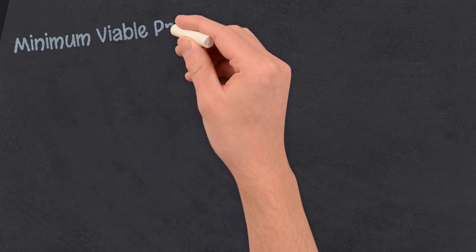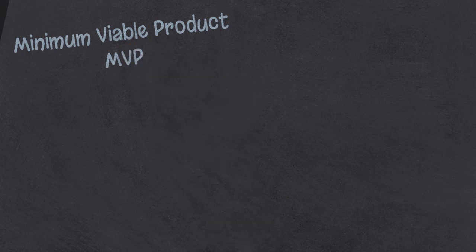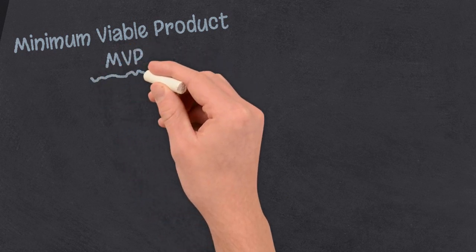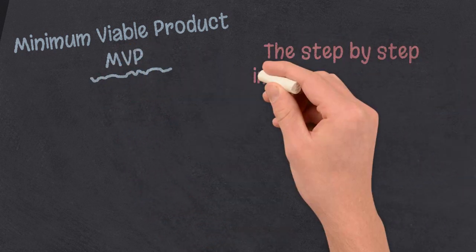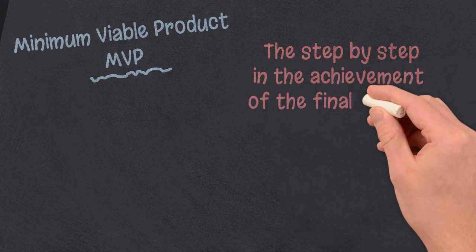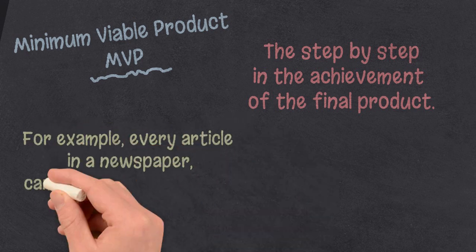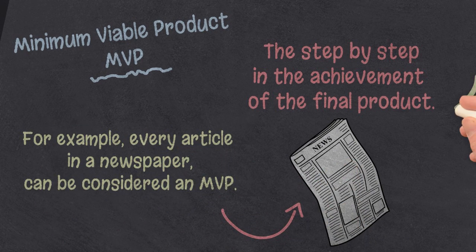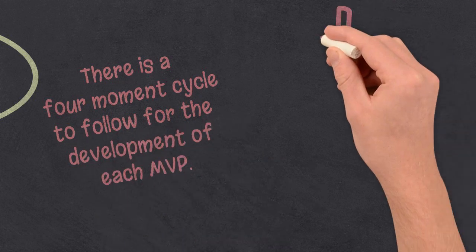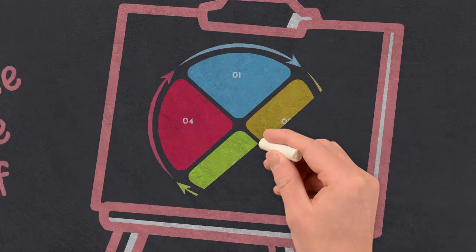Hi guys, today we will be talking about minimum viable product, MVP. The minimum viable products are the step-by-step in the achievement of the final product. For example, every article in a newspaper can be considered an MVP. There is a 4-moment cycle to follow for the development of each MVP.